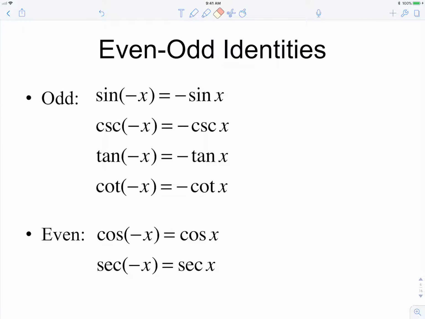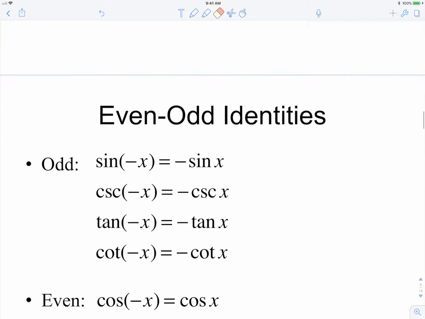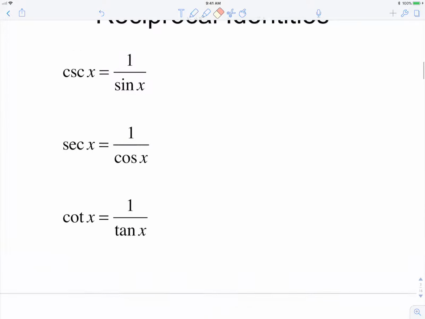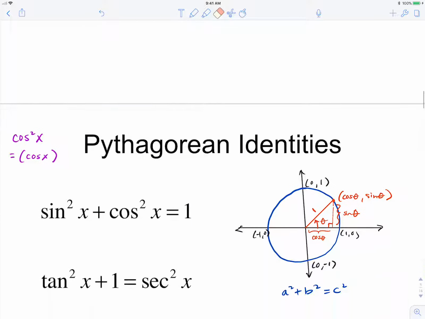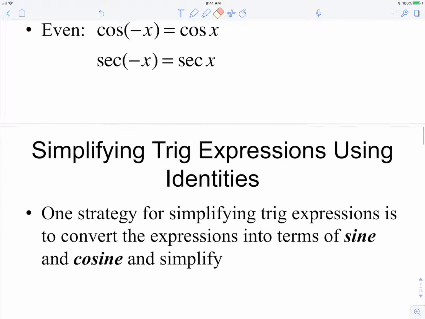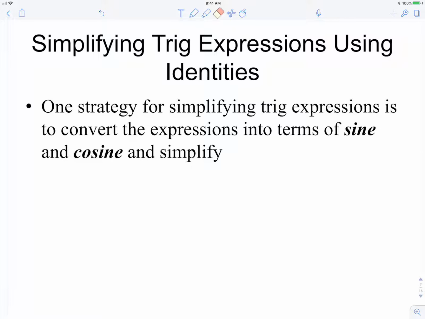And the even odd identities we have already derived. You guys know these. And you should know what each of these sets of identities are called. Like you should know these are the quotient identities, these are the reciprocal identities, Pythagorean identities, even odd identities. So we're going to start with simplifying trig expressions using identities. So basically we're going to take complicated trig expressions and try and use our identities to simplify them. Okay, make them less complex.